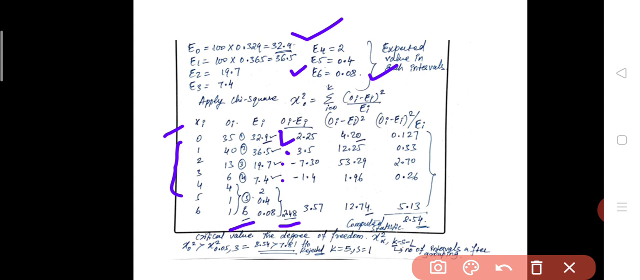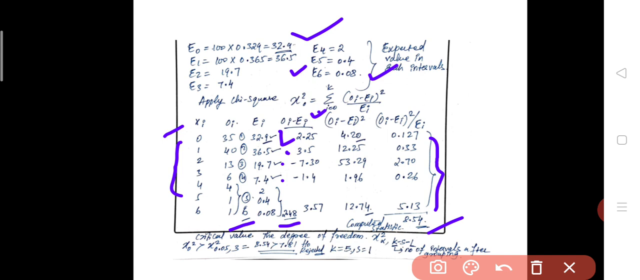Next we find Oi minus Ei for each class interval. Next (Oi minus Ei) squared will be computed. After that, (Oi minus Ei) squared divided by Ei will be calculated. Once we have calculated all these values, we add the final value of each interval, that is (Oi minus Ei) squared divided by Ei. So we get 8.54. This is the computed statistic value.